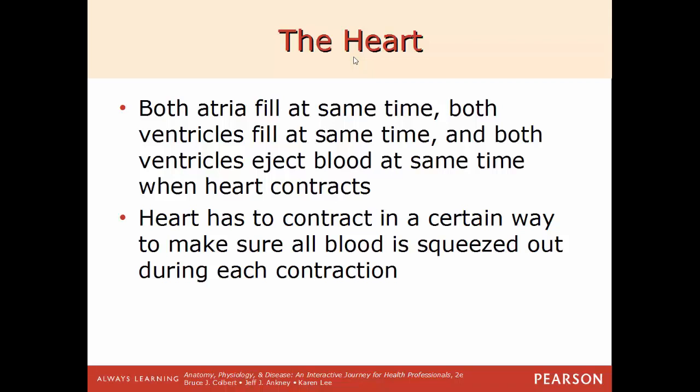Now, some key things to remember. In a normal functioning heart and a normal healthy person, the atria do the same job at the same time, and the ventricles do the same job at the same time. So the whole process of the conduction system and the heartbeat must be in a very coordinated manner for all this to work properly. The heart has to contract in a very particular way, in a very particular order, to make sure all the blood is pumped out efficiently.